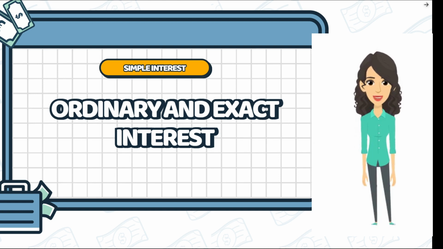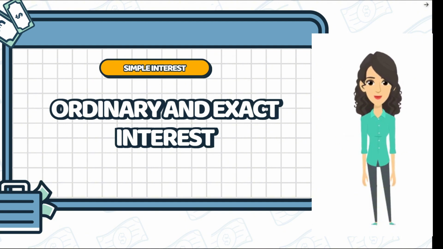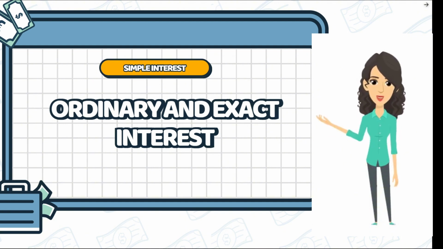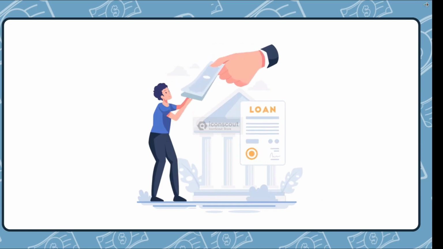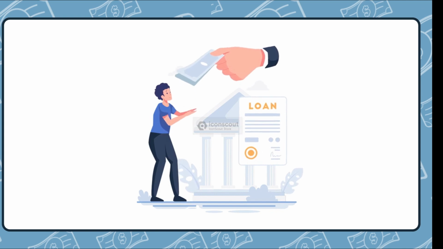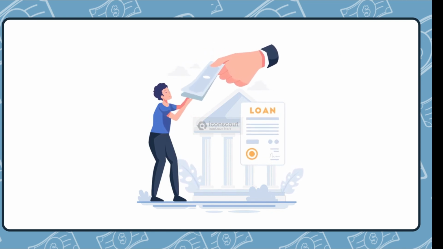Today we're diving into the world of simple interest, focusing on two types, ordinary and exact interest. These terms might sound technical, but stick with me, it's simpler than you think. So, when we borrow or invest money for a certain period, interest is calculated to determine how much extra we owe or earn.